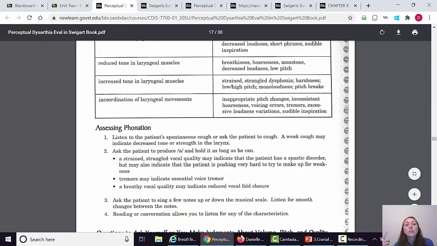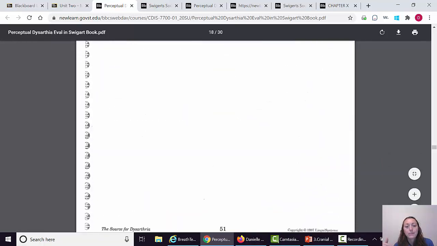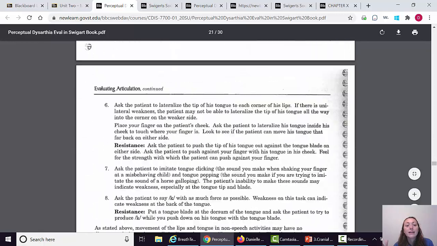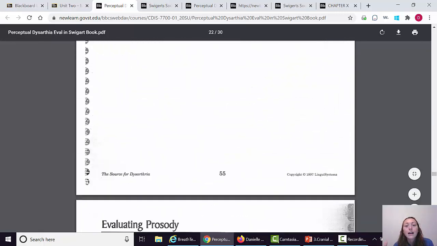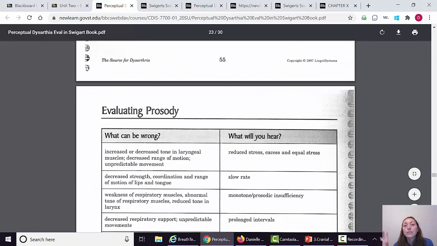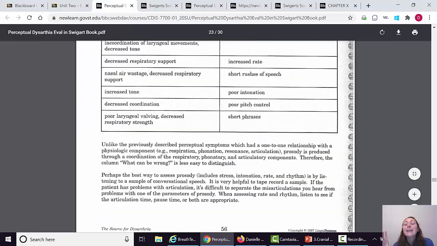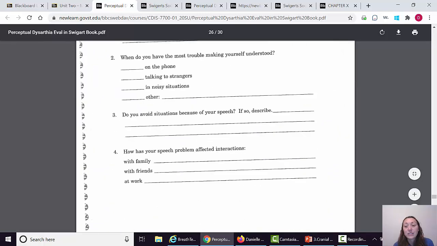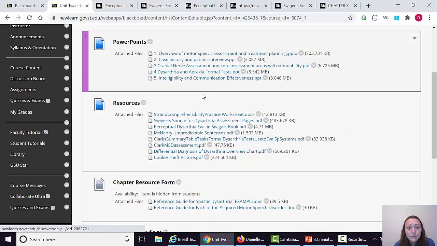And this resource goes through each domain area, phonation, resonance, etc., to see how you would look at that perceptually, how you probe that area, in addition to looking for stimulability. So this is a 30-page document that's a wonderful, user-friendly resource.